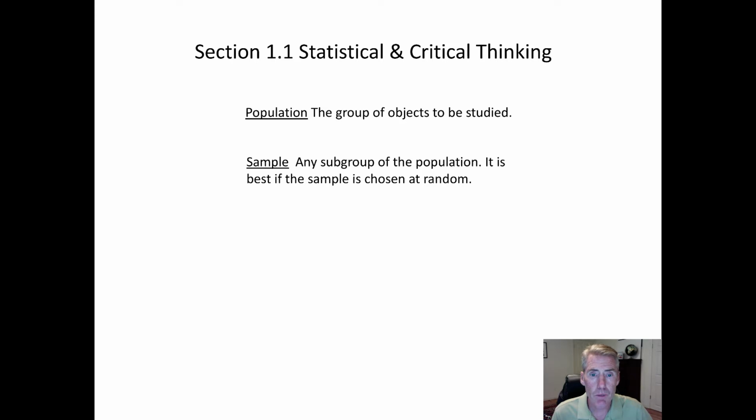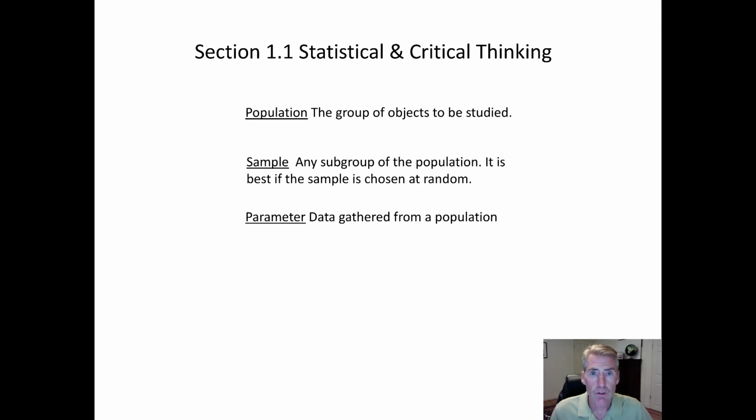So a sample would be any subgroup of the population. And with a sample, it's best if they're randomly chosen. So don't just interview your friends or only those people that are around you, but you should randomly choose anybody from the group. In later sections, we'll go on to exactly how to construct a sample.